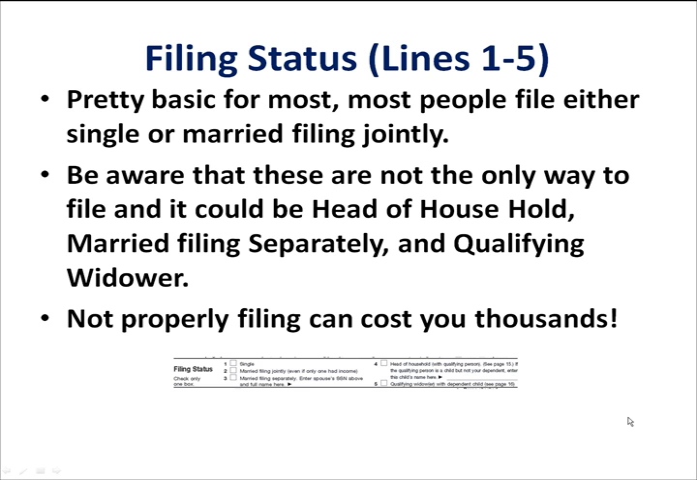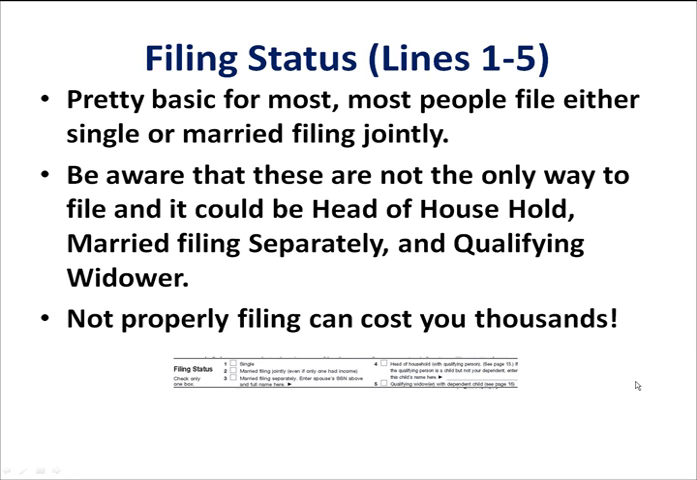Okay, filing statuses, which is from lines 1 to 5, and you can see that right down there at the bottom, the filing status. Pretty basic for the most part. Most people file either single or married filing jointly. Be aware that there are other ways that you could file. You could be head of household, married filing separately, and a qualifying widower.